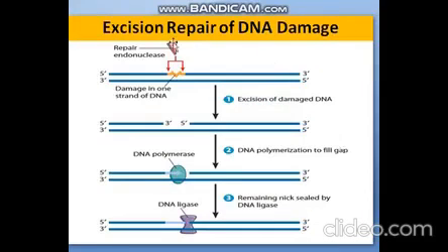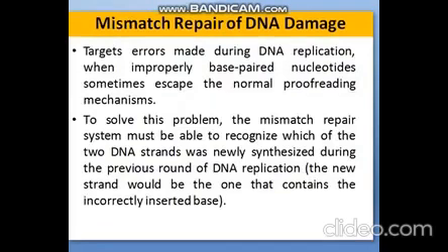So this is the excision repair mechanism of the DNA damage. Here you see the repair endonuclease will come, and if the damage is present there, it will cut and excise the damaged DNA, and after that DNA polymerase will continue to add nucleotides. Then the DNA ligase will fill up and ligate the adjacent bases, and then the problem is solved.